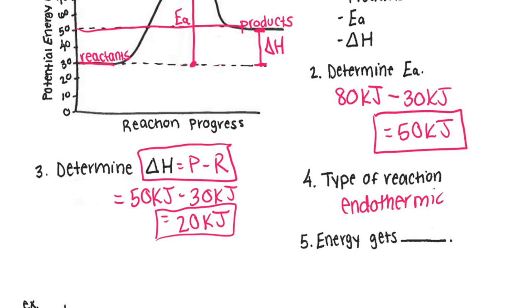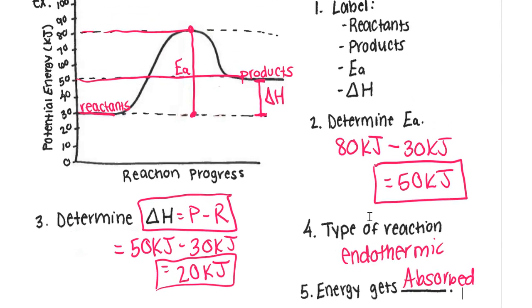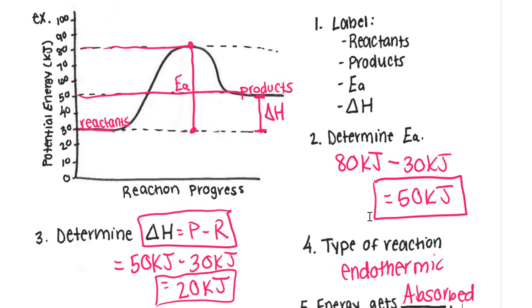If it's endothermic, energy would be absorbed. The other way we can tell that this is endothermic without doing any calculations is just by looking at the shape of the curve. We start with less energy than we end with. So this reaction gained energy. If it's gaining energy, energy is being absorbed, it's going to be endothermic.